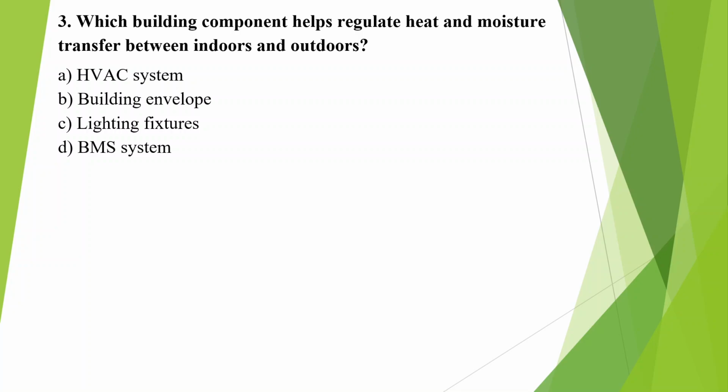Here is question number 3 for all of you. Which building component helps to regulate heat and moisture transfer between indoors and outdoors? Out of the various building components, which one acts as a barrier or regulates the heat transfer between the outdoors and indoors: the HVAC system, the building envelope, lighting fixtures, or BMS systems? Out of the four options, try to choose the most appropriate answer.